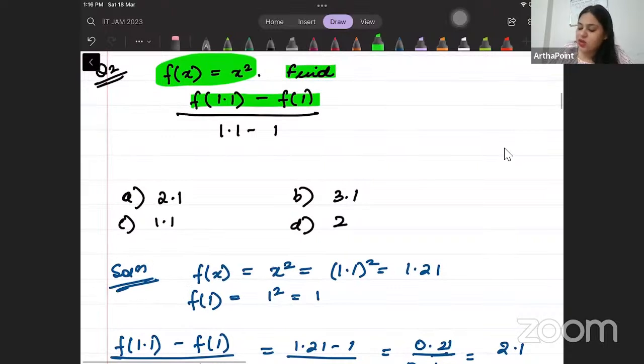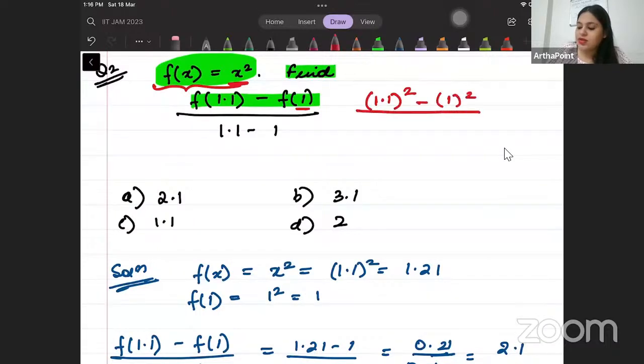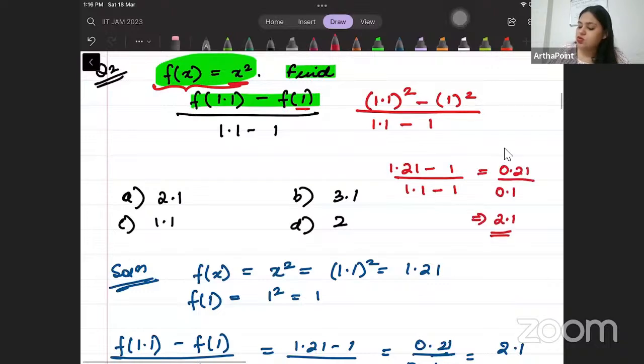So when I check the value of the function at 1.1, because this is f(x), instead of x square, I will put 1.1 whole square. Then instead of x, I will put 1 whole square. Then 1.1 minus 1. So I will get 1.21 minus 1 upon 1.1 minus 1. So I will simply get 0.21 upon 0.1, which will be 2.1, and solved.